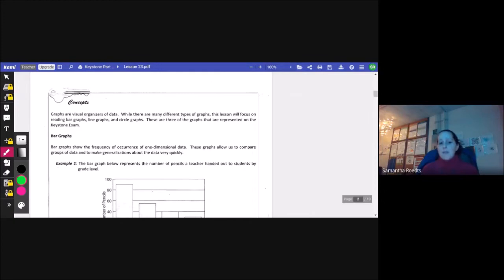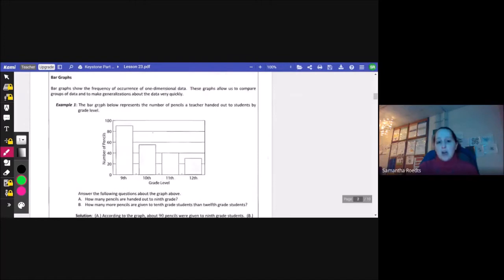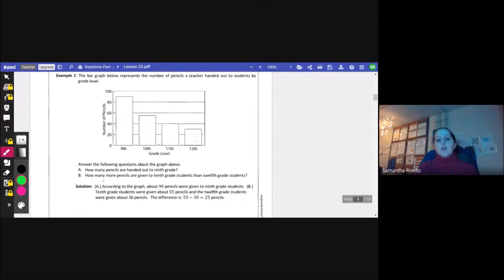Okay, so bar graphs. A bar graph shows the frequency of occurrence of one-dimensional data. These graphs allow us to compare groups of data and to make generalizations about the data very quickly. So example 1: the bar graph below represents the number of pencils a teacher handed out to students by grade level. Answer the following questions about the graph above.